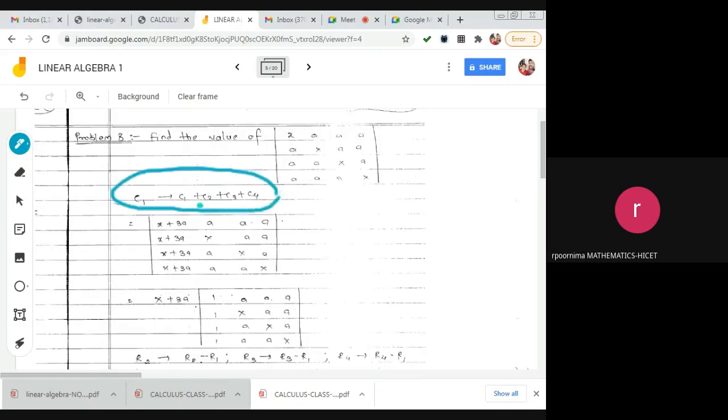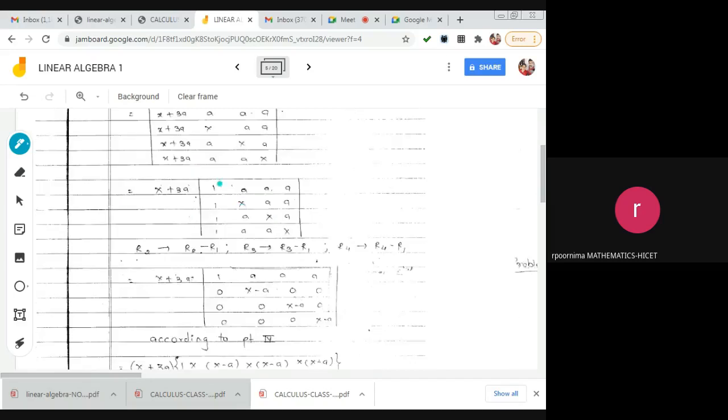C1 goes to C1 plus C2 plus C3 plus C4. So the first column will be x plus 3a, x plus 3a, x plus 3a, x plus 3a in the same manner. You just take x plus 3a as a common term. So you will be getting 1, 1, 1, 1 inside your determinant in the first column.